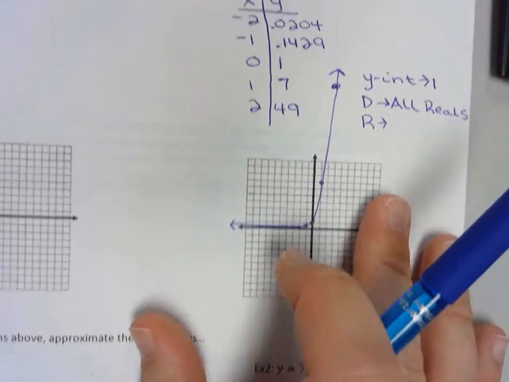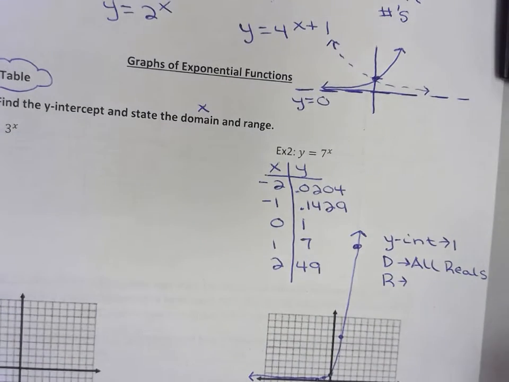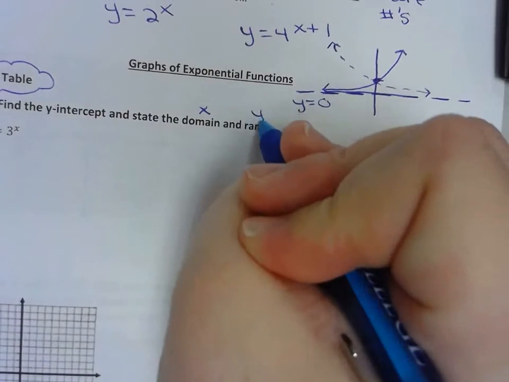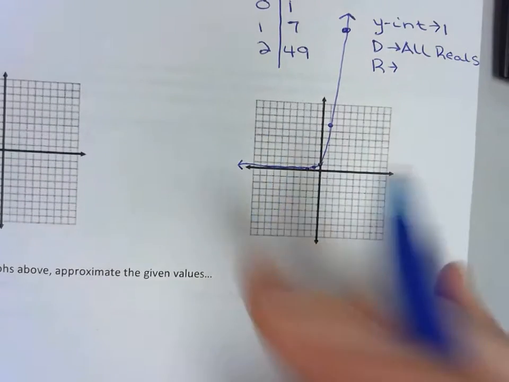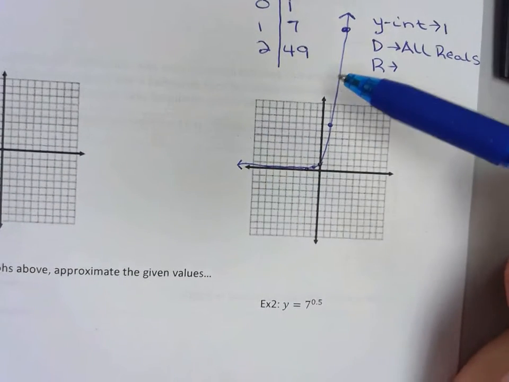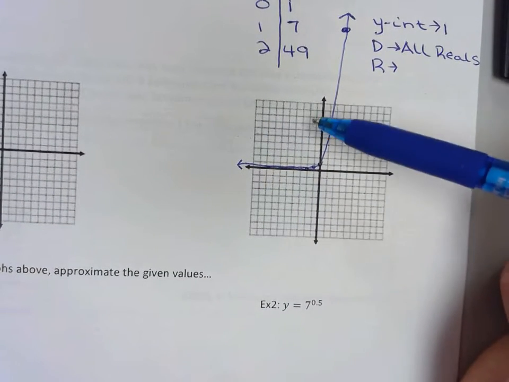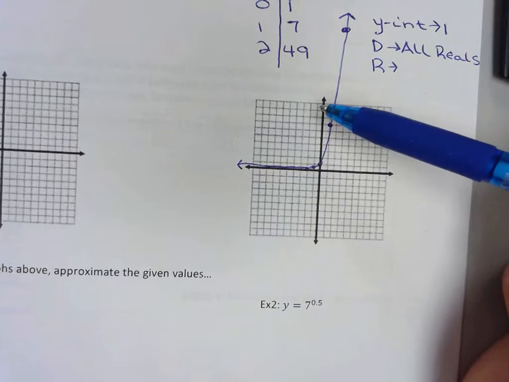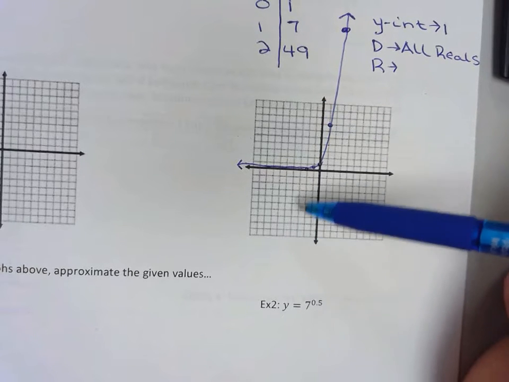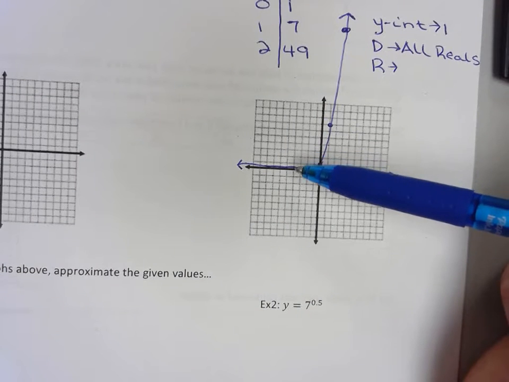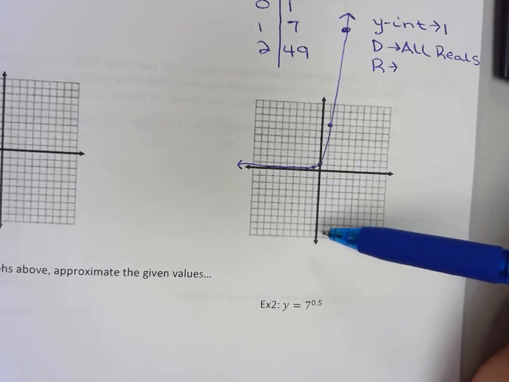Now the range is dealing with what values? Y. So to look for the range, I'm going to go from the bottom to the top because I'm looking at the y values. So I'm looking at my vertical axis, the y-axis. So I start at the bottom and the top. Now let's think about this. What y values can't exist?